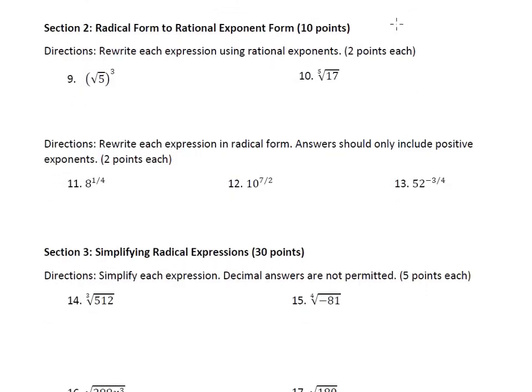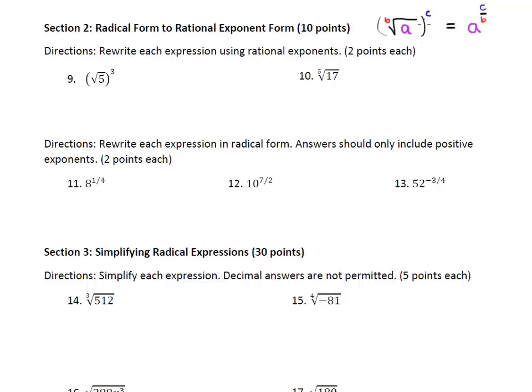So if I have a radical of A under here, and then the index, that's what we call this number here, is B, and then everything's being raised to a power of C, okay? I can rewrite it using rational exponents, is what they're called, fraction exponents. And I can write it like this. The base is still A, but now it's raised to a fraction with C on top and B in the denominator, like that.